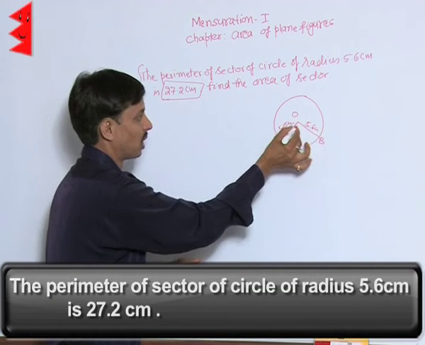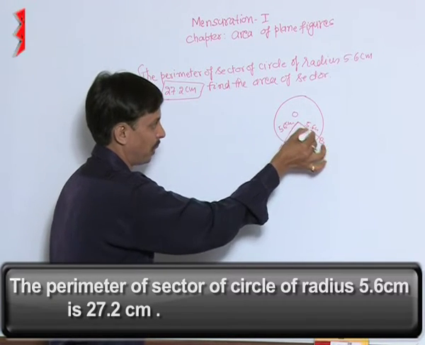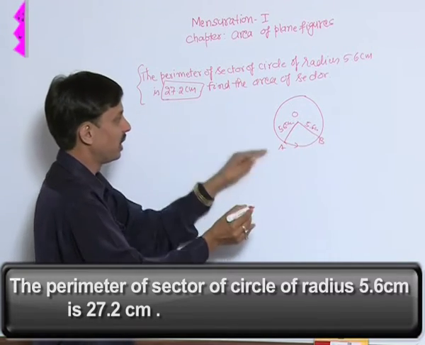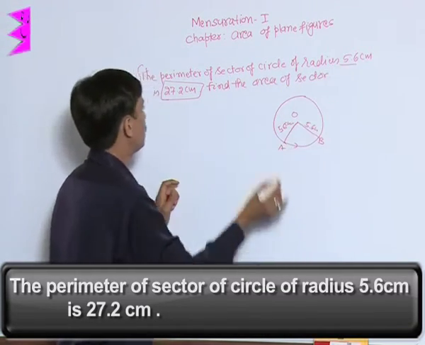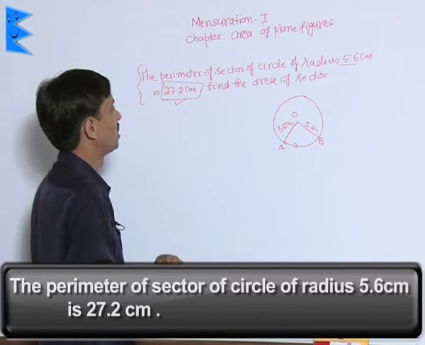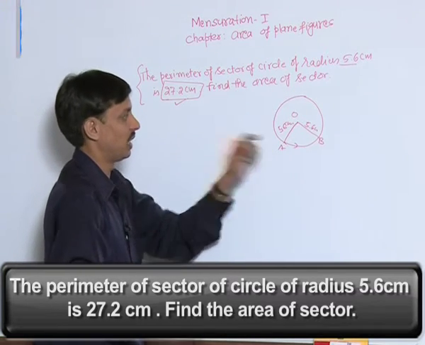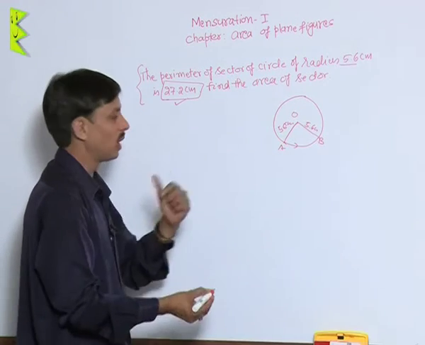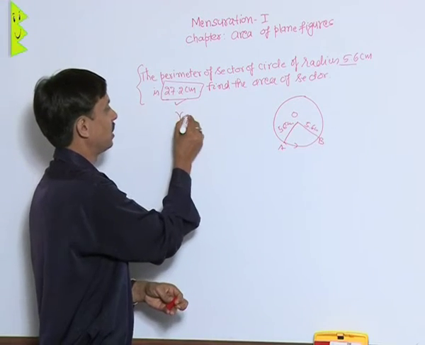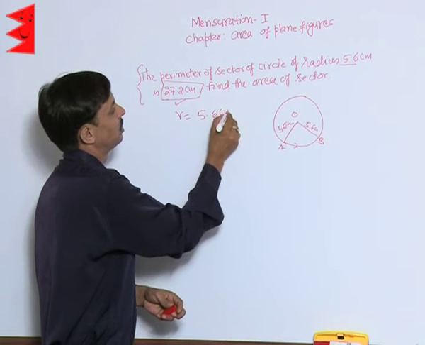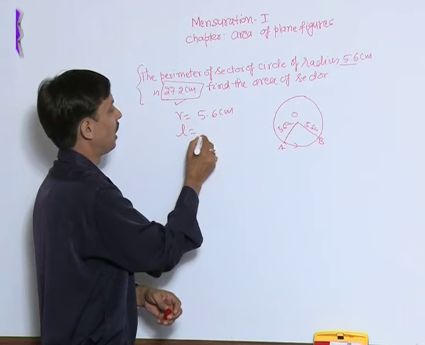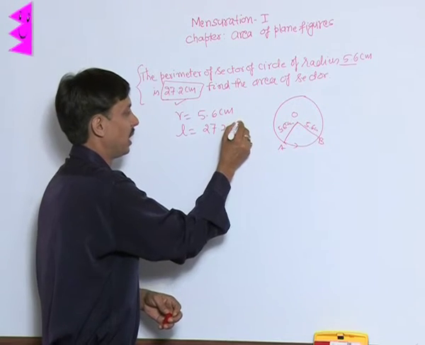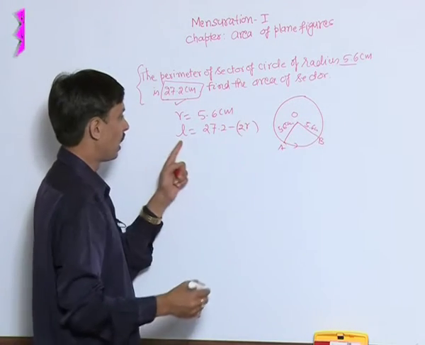Perimeter means what? OA radius plus OB radius plus length of arc AB. If the radius of the circle is 5.6, and the perimeter of the corresponding sector is 27.2, find the area of the sector. We want to find the area of the sector. To calculate it, we know that the radius is 5.6 centimeter. Length of arc is 27.2 centimeter minus 2r.